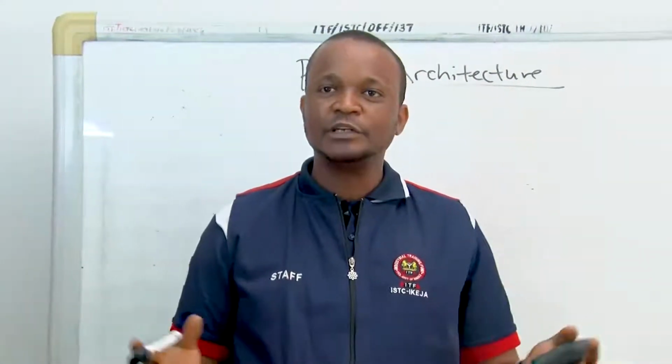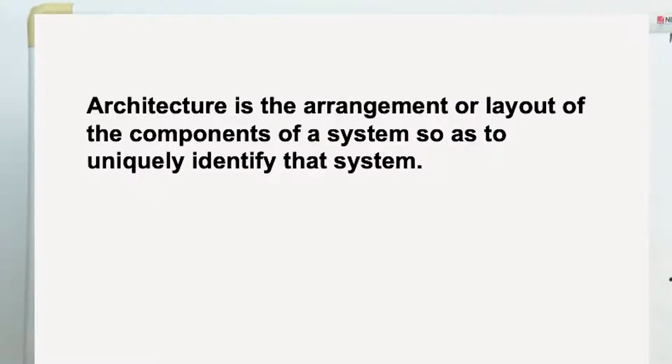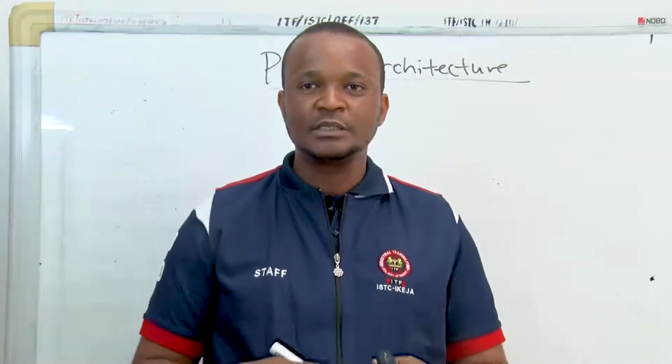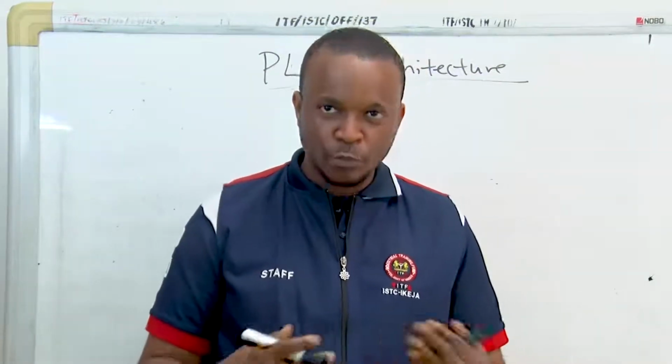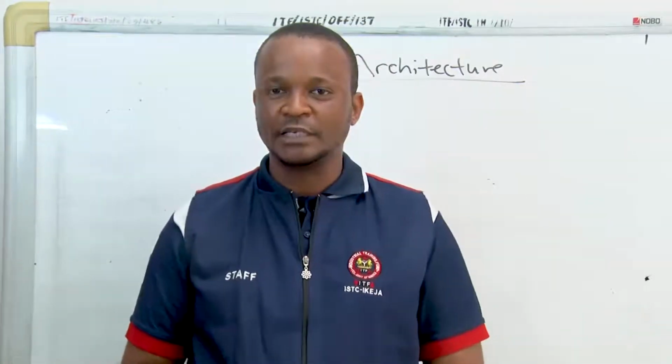We mean the arrangements or layouts of the components of a system so as to identify that system. That's what architecture in this context means. How is the PLC laid out? What are the components of that system so that we can uniquely use that to identify the system?